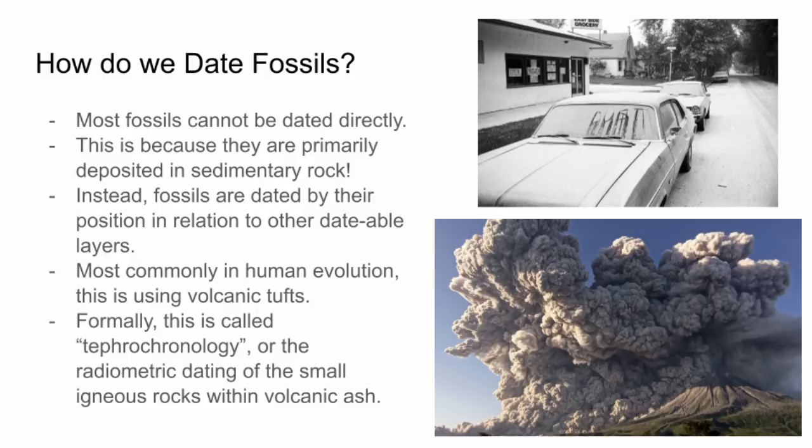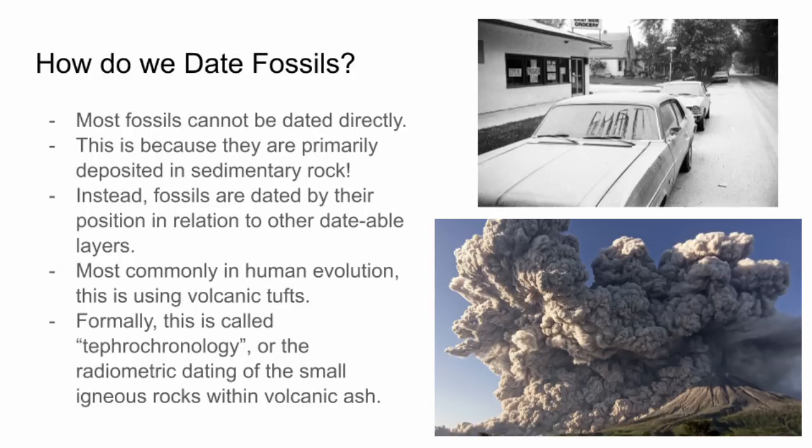So the most common way we do it in human evolution is using volcanic tuffs. I wrote tufts here. I think that was an autocorrect issue. It should be TUFF. And formally, this is called tephrochronology, which is literally just radiometrically dating those small igneous rocks that are found within volcanic ash. And people usually don't understand how intense volcanic eruptions are because they're rare and they don't really happen here in the United States or in most places that are settled.